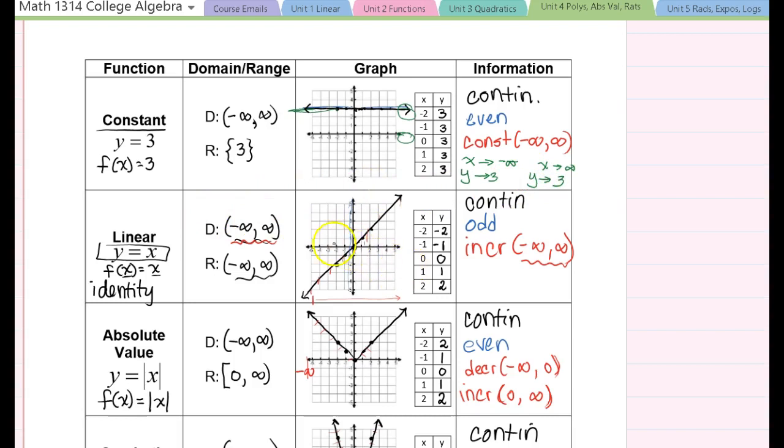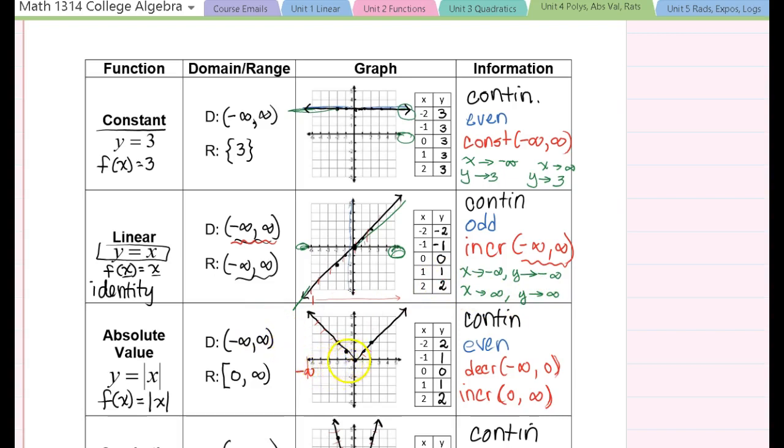When we go to linear, as I go over here towards negative infinity, we see that our y values keep going downward. So we find that as x goes to negative infinity, y also goes to negative infinity. When we look over here at x equal to positive infinity, our y values are going upward. So we find that as x goes to positive infinity, y goes to positive infinity.